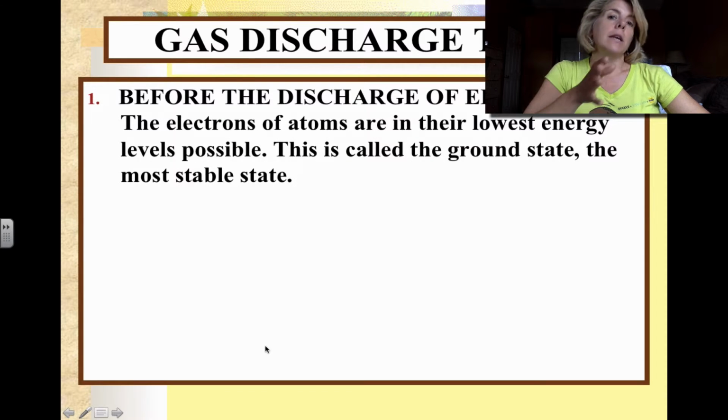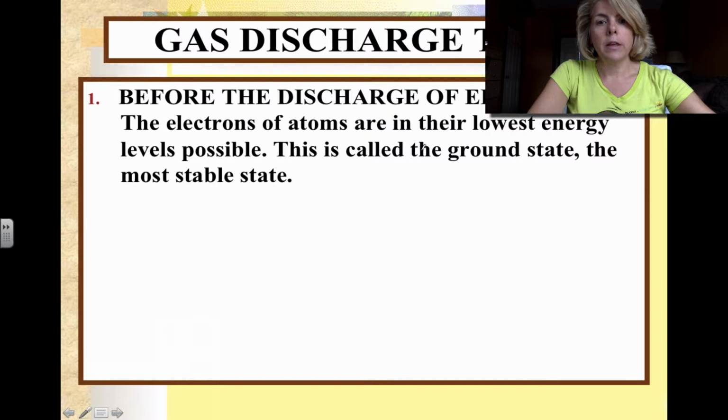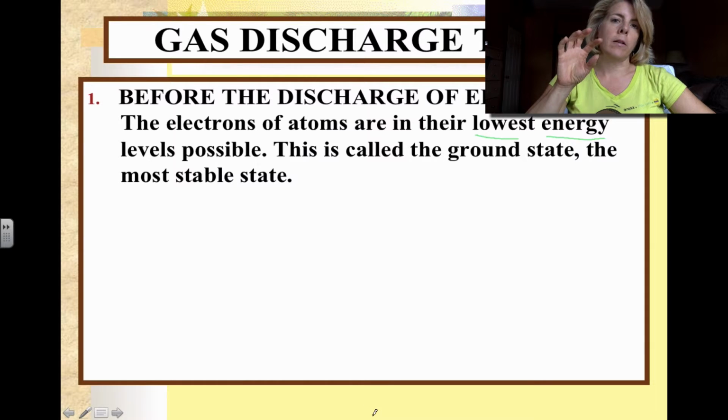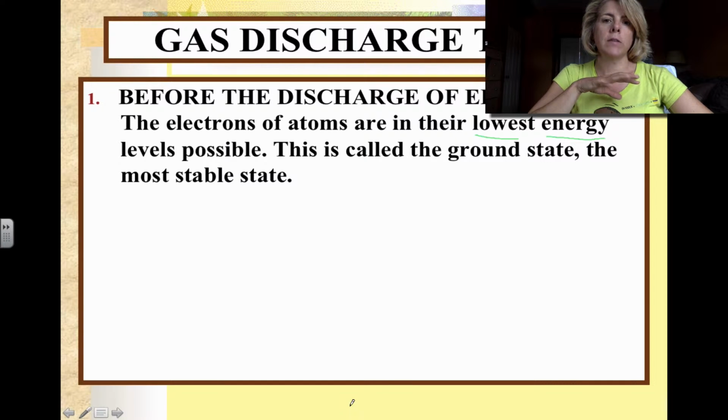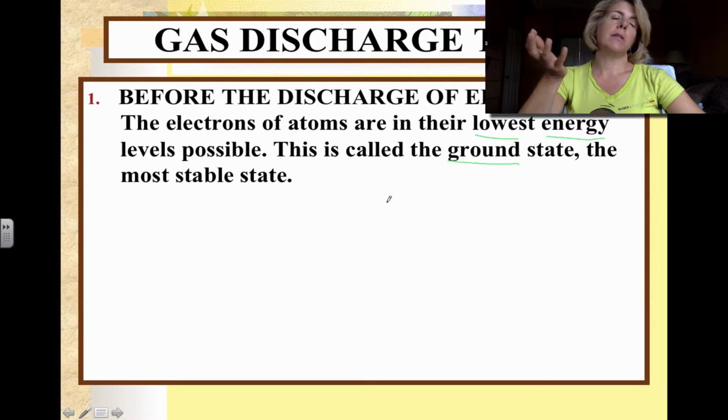Okay, now what's happening in the discharge tube? Before we see the color, the electrons are in their lowest energy state. Remember how we had the Bohr model of the atom? We saw the outer orbits from outside the nucleus. We know that the electrons occupy space outside the nucleus. When we do not see color, these electrons are in their lowest energy state, which is typically called the ground state. So whenever you hear ground state, that means the electrons are in their lowest energy level.